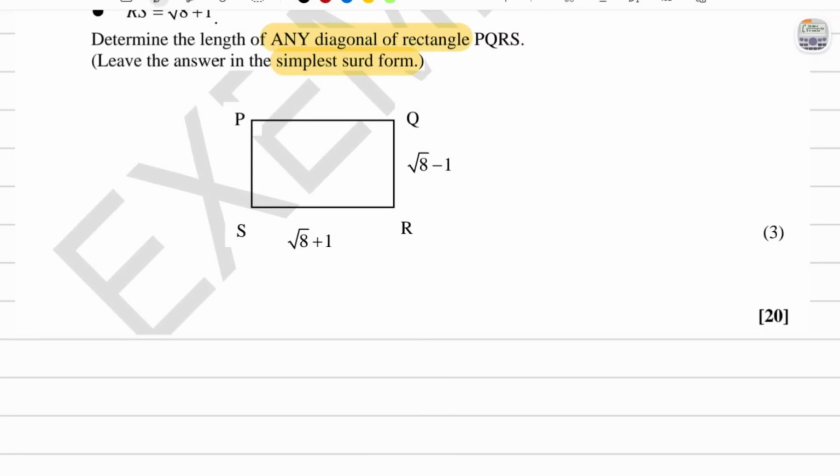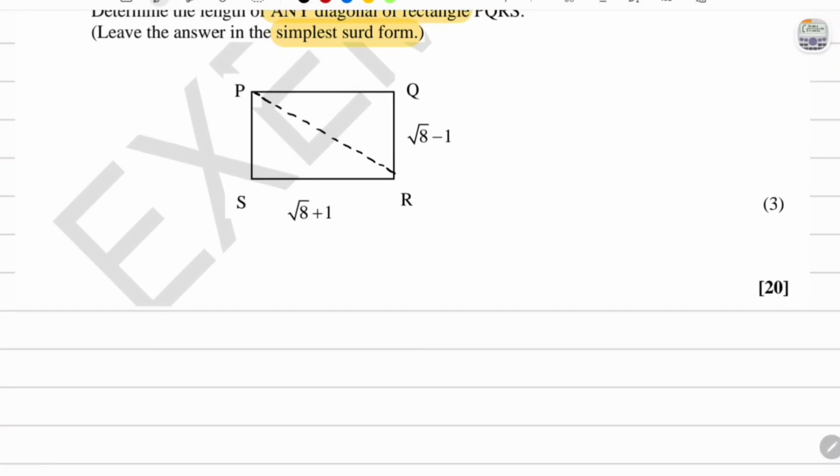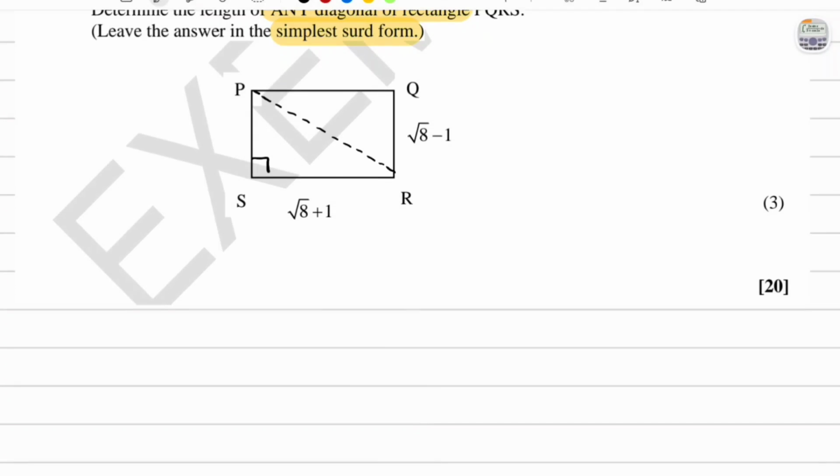So I'm just going to choose a diagonal. Let's go ahead and choose this diagonal. I'm going to call that PR. So let's try and find PR. Because this is a rectangle, we know that by default, PS is going to be perpendicular to SR. And again, this is not Euclid, so you don't really need reasons. I mean, we can put reasons, but we don't really need them.